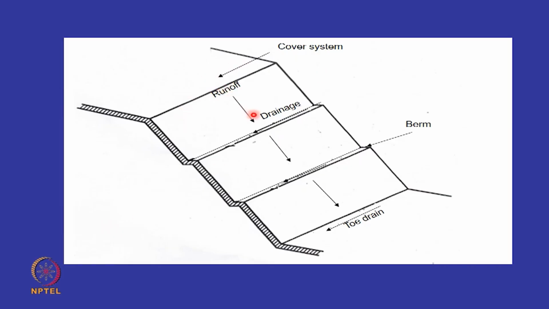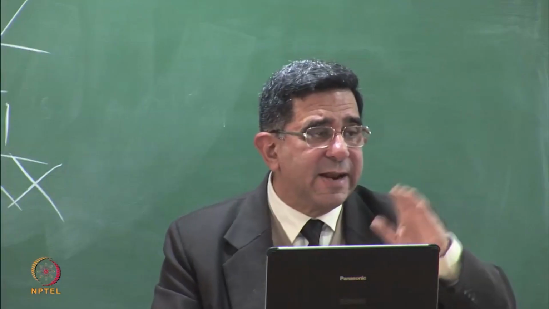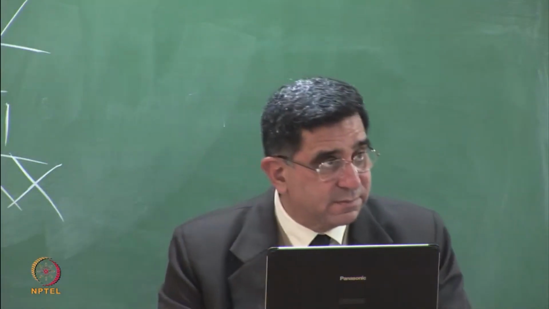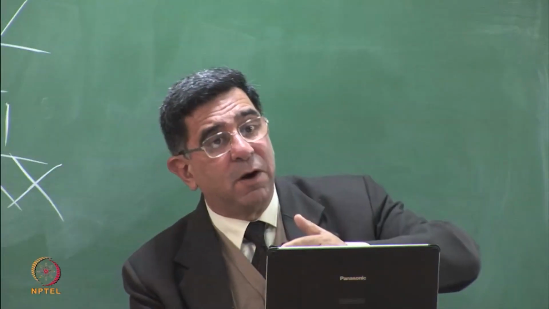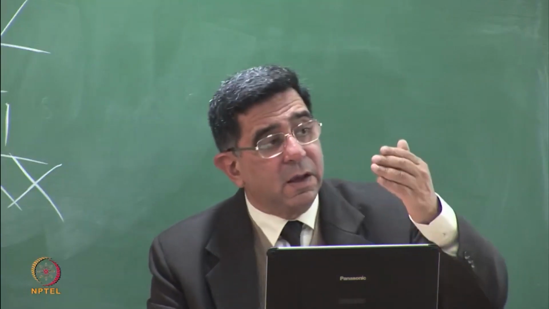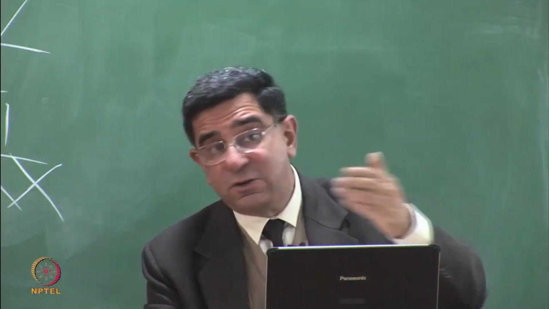allow the water to run off, down, have a berm, down, have a berm, down, have a berm. On the berm, have a drain to collect the water. If there is no berm, the slope may be stable, but once it is more than 8 meters in height, the water velocity becomes very high. So long slopes without berms, what happens? The erosion starts because the velocity of the water is high.